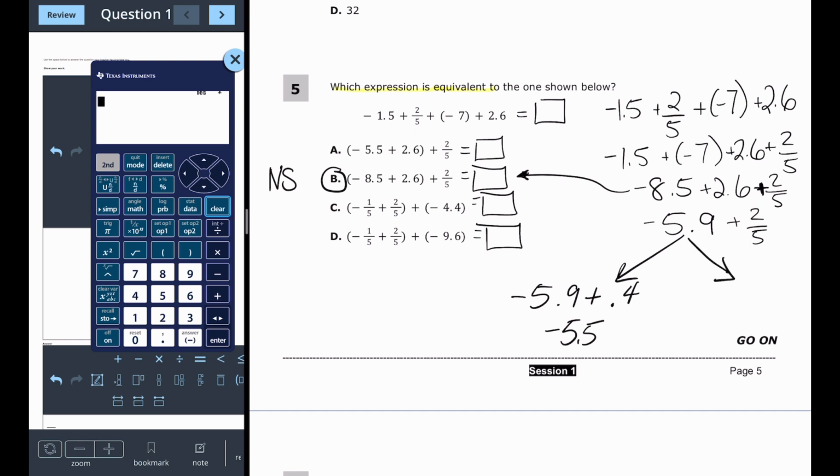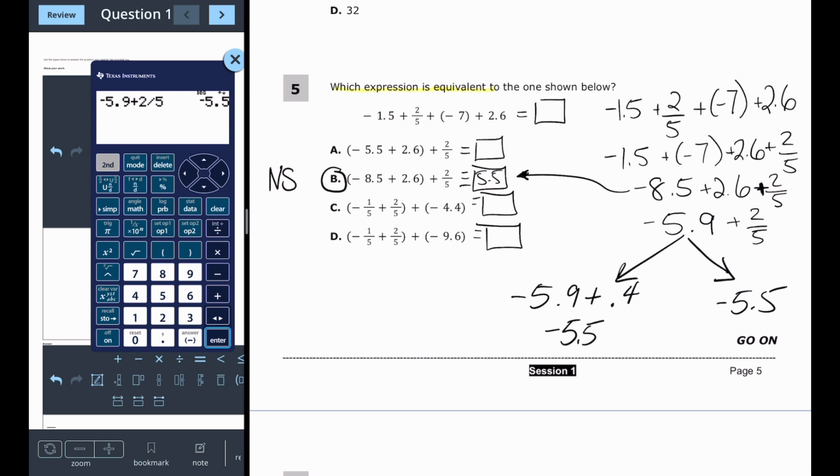Or if you wanted to, you could have just kept it as is on your calculator and did negative 5 and 9/10 plus 2 divided by 5, our little fraction, and you still would have gotten negative 5.5. So that was the first thing I did when I started solving it, and then literally went through all of them to see which one also gave me negative 5.5, and it was B.